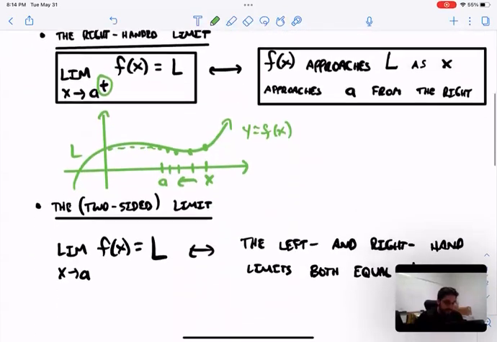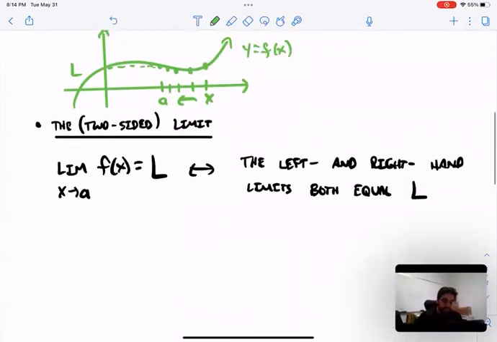Now, if the graph is really well behaved, you'll have that the left and right-hand limits are the same. That it doesn't matter whether you approach a from the left or from the right, you'll converge on the same y value. And if that's the case, then we say the two-sided limit, or notice I have this in parentheses, because sometimes we just say the limit. If you just say the limit and you don't say left hand or right hand, you mean the two-sided limit. So the two-sided limit is when the left and right hand limits are both equal to the same number L, right? That's the two-sided limit.